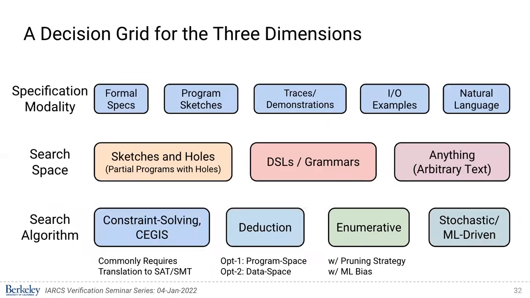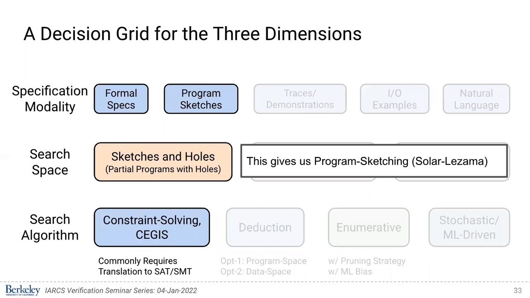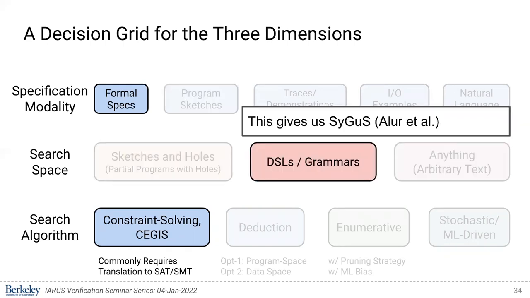And based on prior work, this is like a grid of choices for each dimension, something that has been adopted by notable prior works in this area. And so if you select a few tiles in each row, you can obtain the crux of notable prior works. For example, if you pick formal specs and program sketches as the modality and the search space, and if you use something like constraint solving and CEGIS, that is essentially the program sketching technique invented by Armando Solar-Lezama. Instead of sketches, you start using grammars to define the search space. That is essentially what roughly gives us the family of syntax-guided synthesis problems.